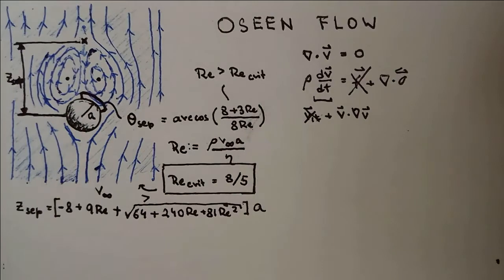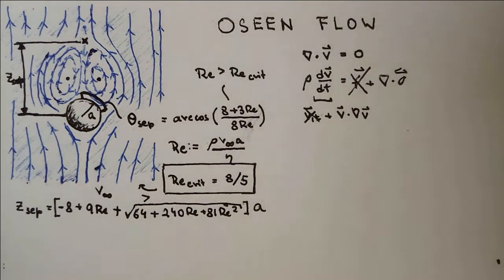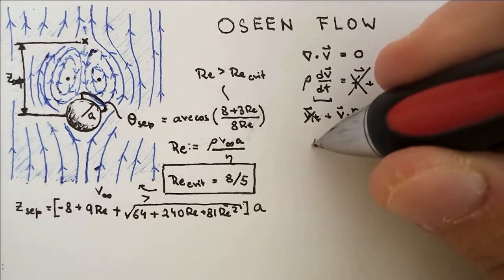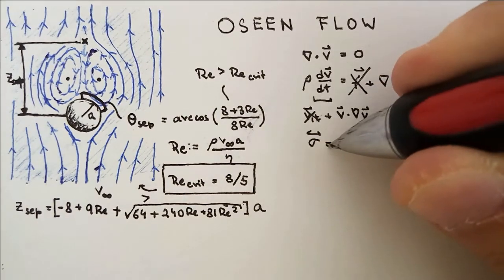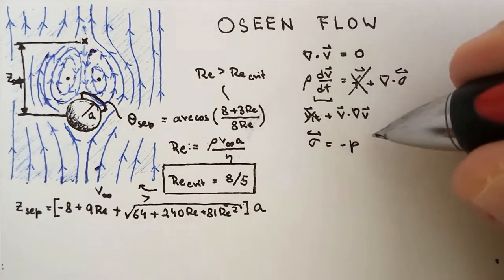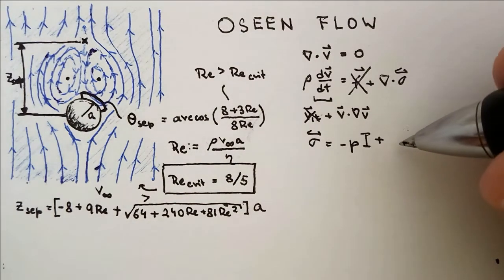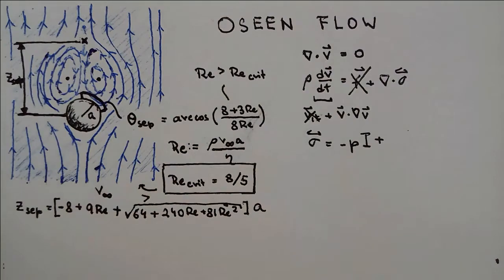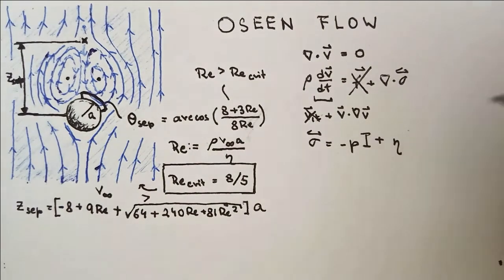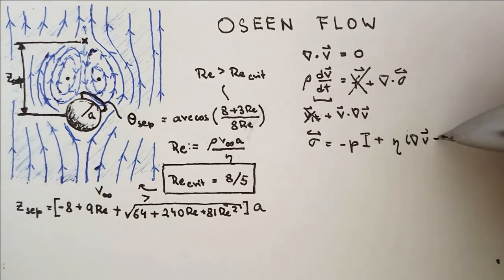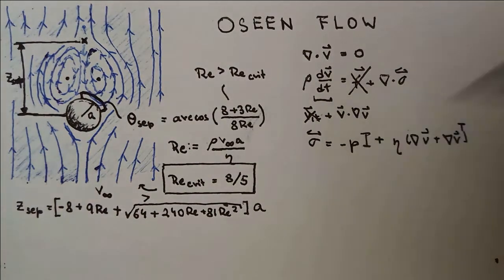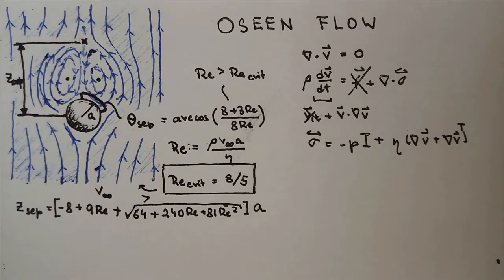The second thing is we will be using the material constituent relation, which is this. It holds for Newtonian fluids. We are assuming the fluid is Newtonian, so its stress tensor looks like this. This is eta, the dynamic viscosity, times gradient of v plus gradient of v transposed, and I is the unit operator, or identity matrix.